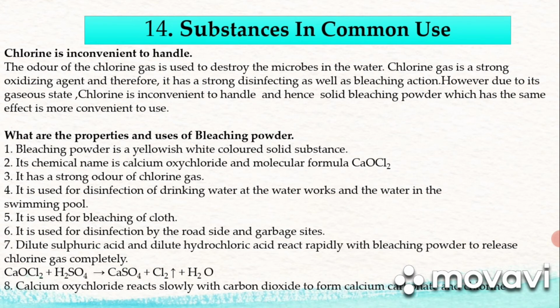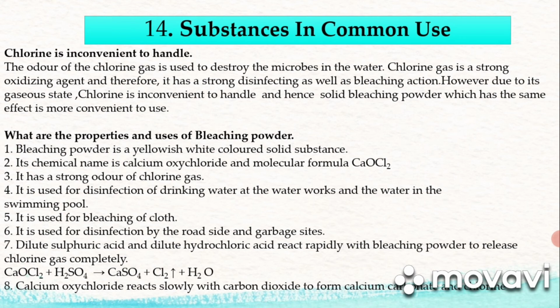Chlorine is inconvenient to handle. The odor of the chlorine gas is used to destroy the microbes in water. Chlorine gas is a strong oxidizing agent and therefore it has a strong disinfecting as well as bleaching action. However, due to its gaseous state, chlorine is inconvenient to handle and hence solid bleaching powder, which has the same effect, is more convenient to use.